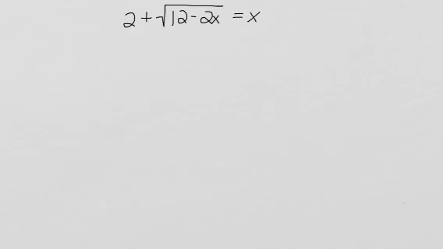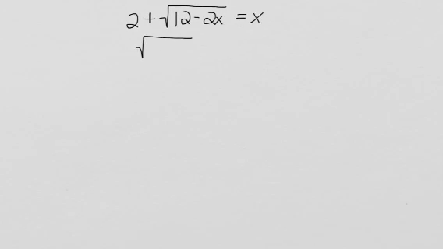So the sixth problem is a radical equation. So we have this square root term on the left-hand side. We need to move all the other terms to the right-hand side. That's the way we solve radical equations.